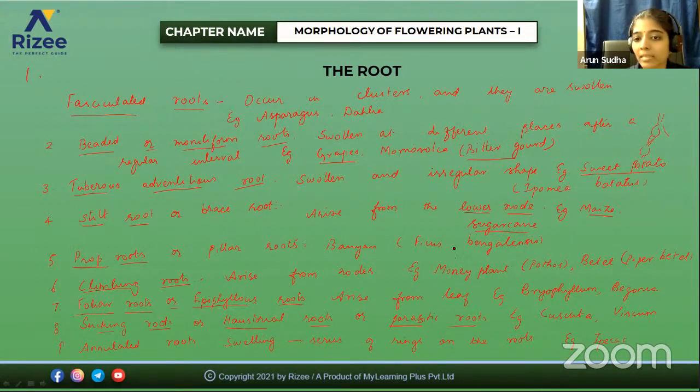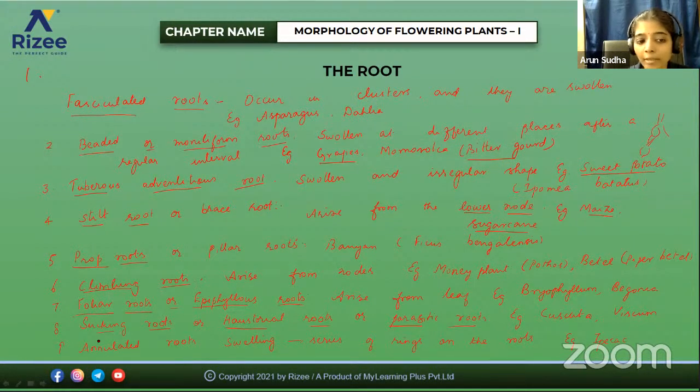Banyan tree, Ficus bengalensis. Then climbing roots arise from nodes. Examples, money plant and betel leaf are all examples for climbing roots. Then foliar roots or epiphyllous roots arise from the leaves, so it is called foliar root or epiphyllous roots. Examples, Bryophyllum and begonia. Then sucking roots or haustorial roots or parasitic roots, example, Cuscuta and Viscum.